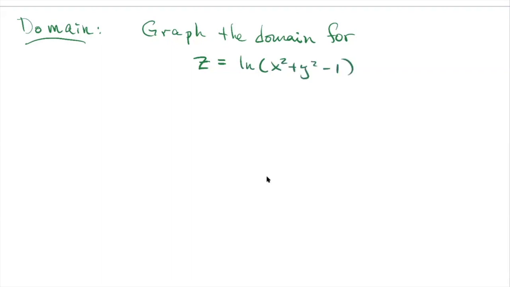As I say, you guys, I think you know enough about logarithms to say that x squared plus y squared minus 1 has to be, what do you guys think? Greater than 0, greater than or equal to 0? Which one?